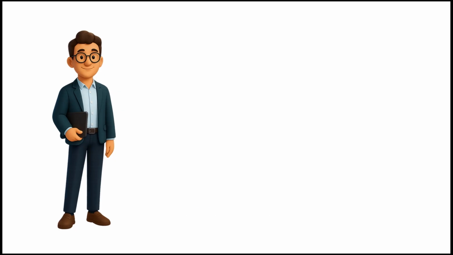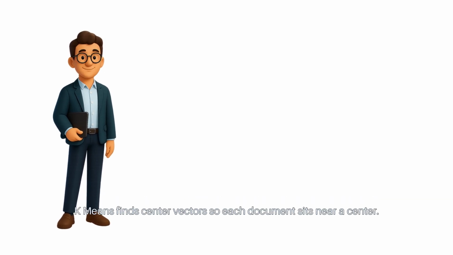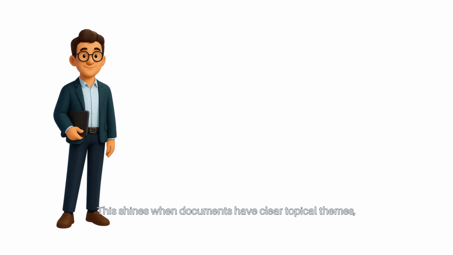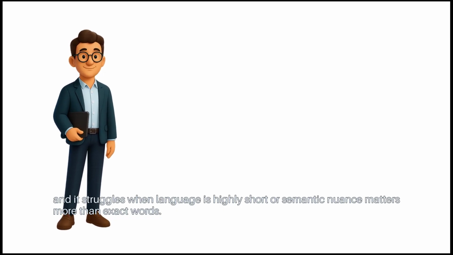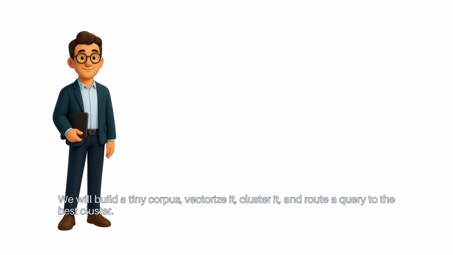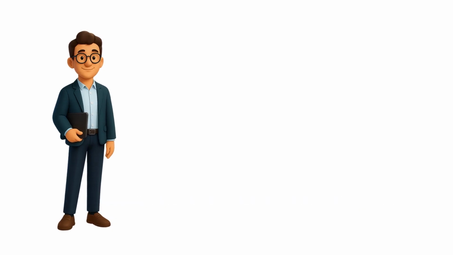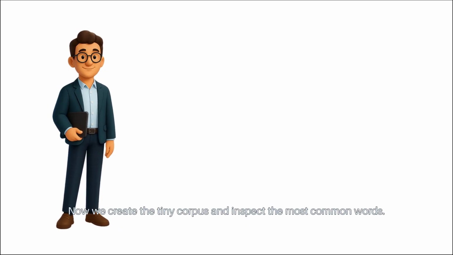Here is the intuition. TF IDF turns text into vectors that capture term importance across documents. K-means finds center vectors, so each document sits near a center. This shines when documents have clear topical themes, and it struggles when language is very short or semantic nuance matters more than exact words. We will build a tiny corpus, vectorize it, cluster it, and route a query to the best cluster. Now we create the tiny corpus and inspect the most common words.